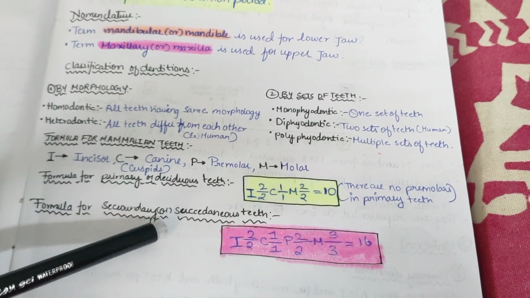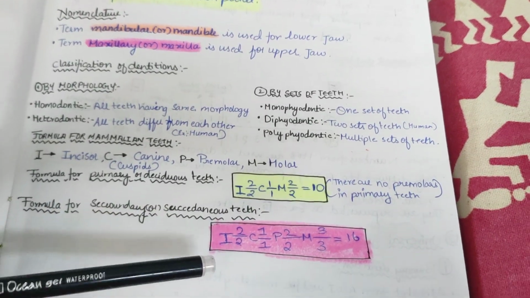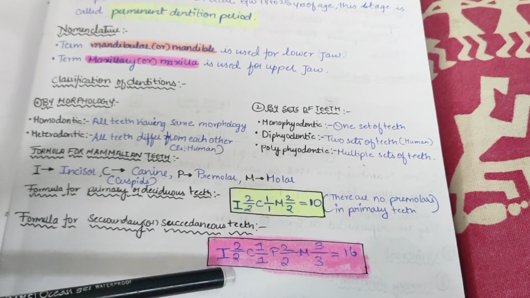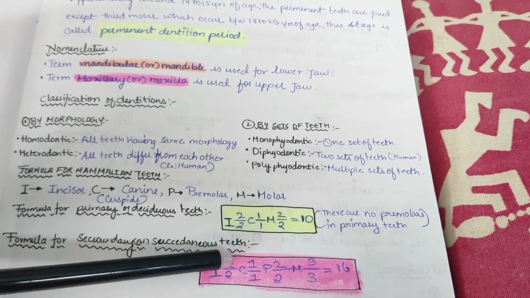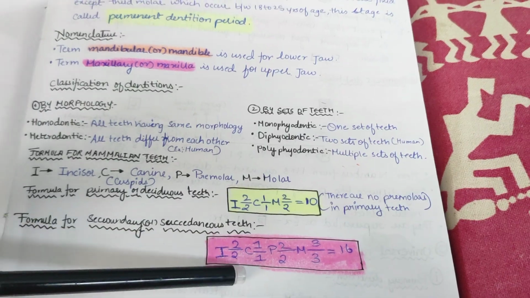Now the formula for secondary or succedaneous teeth or adult teeth. I 2 by 2, C 1 by 1, P 2 by 2, M 3 by 3 equal to 16. So the total number of teeth in an adult human is 32.